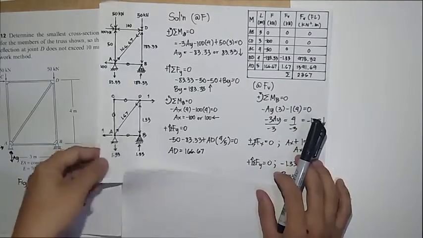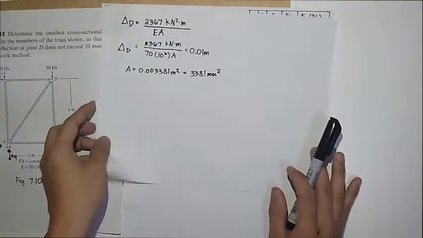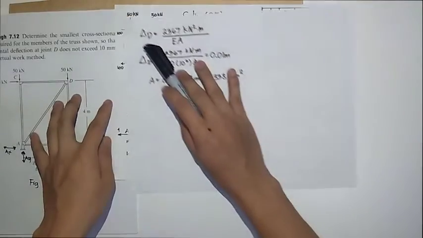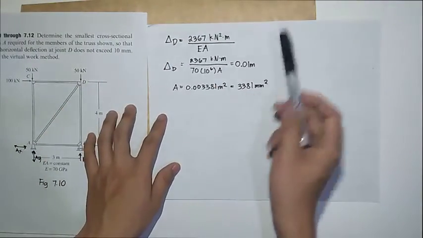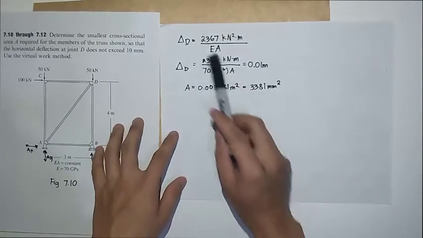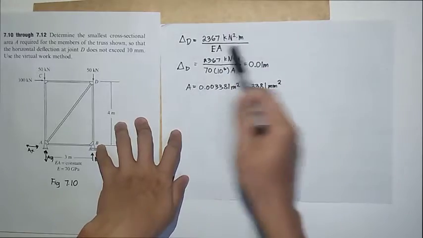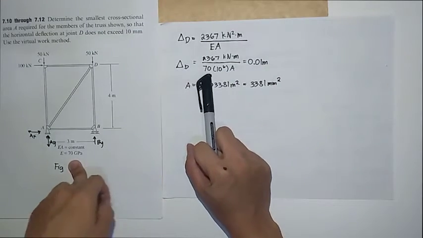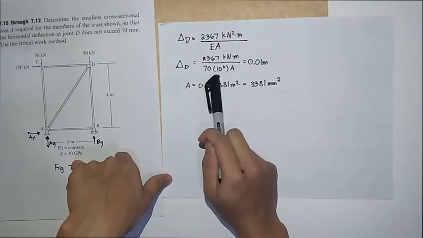So, pagkatapos po nun ay gagawin po natin itong equation ito. Napansin niyo po na kagaya lang po ito ng equation na ginawa po natin kanina. So, 2,367 kN squared per meter over EA. So, ang E po natin ay 70 GPa. Pero, saan po nanggaling itong 10 raised to 6?